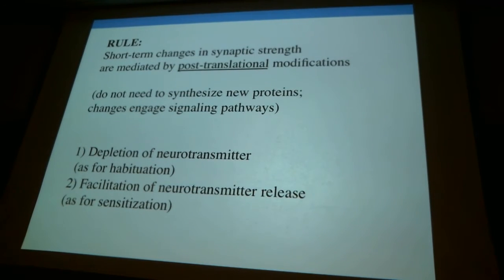Okay, so let's put this together with a particular rule. These short-term changes in synaptic strength, which is what happens immediately after the tail shock, are mediated by what we're going to call post-translational modifications. That just means that we don't need to synthesize new proteins. We're just using a second messenger system to make a modification that has a short lifetime. So what have we seen? We saw depletion of neurotransmitter during the synaptic depression for the habituation component, and we're seeing the facilitation of neurotransmitter release for sensitization.